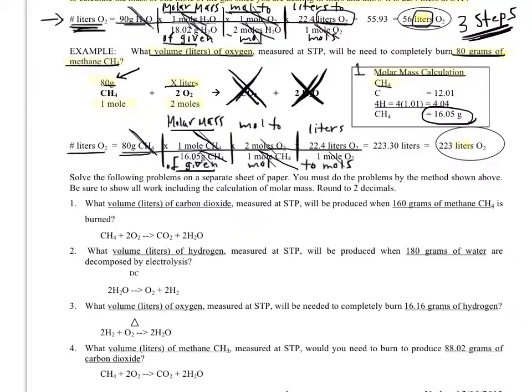Then you wouldn't know what to do for your mole to mole step, right? You might end up with the 2 moles of oxygen in the bottom and the 1 mole of methane on the top, and then your answer would be wrong. It'd be half what it should be.